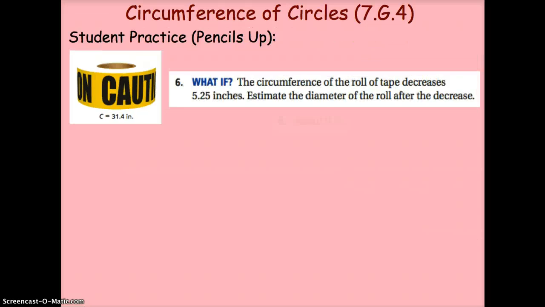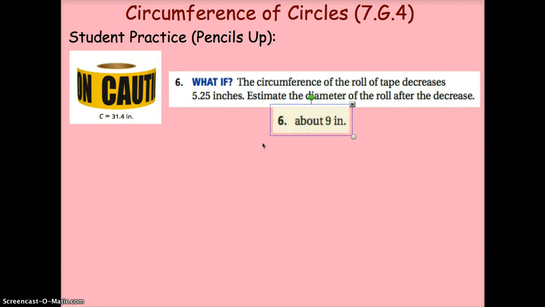Okay, go ahead and have you try this one out. Same problem, so notice the original diameter. And the question is, what if the circumference of the roll of tape decreases 5 and 25 hundredths inches? Estimate the diameter of the roll after the decrease. So just a reminder, remember your first step is to subtract and find the new circumference. Then you can plug your numbers into your formula. Go ahead and press play when you're ready to see your answers.